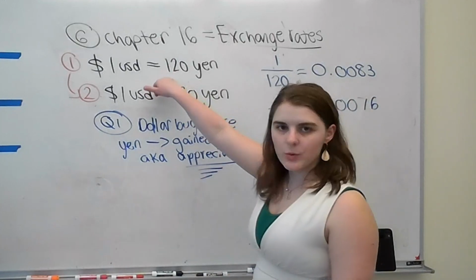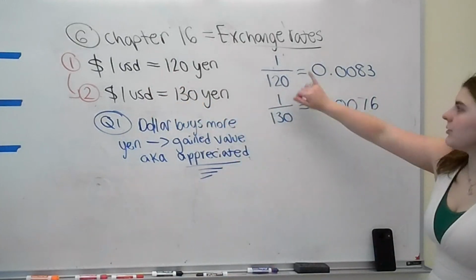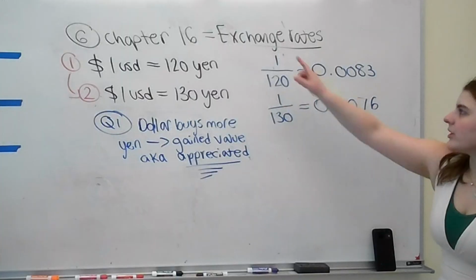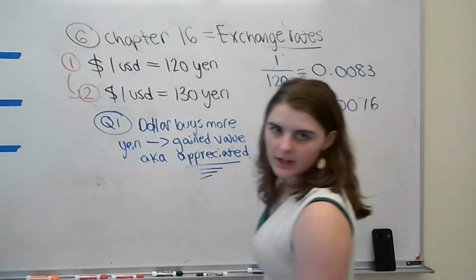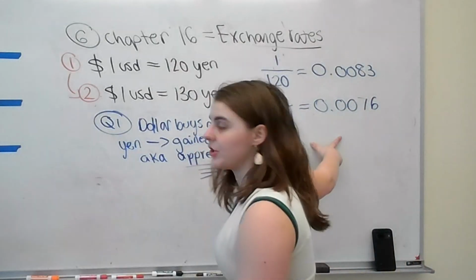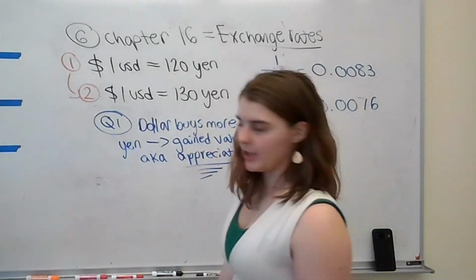It used to buy 120, now it buys 130. We do a comparison of one versus the other. $1 to 1 yen, that means about 0.3, and it lost, right? It got smaller. Yen depreciated. Yen depreciated, dollar appreciated, gained value.